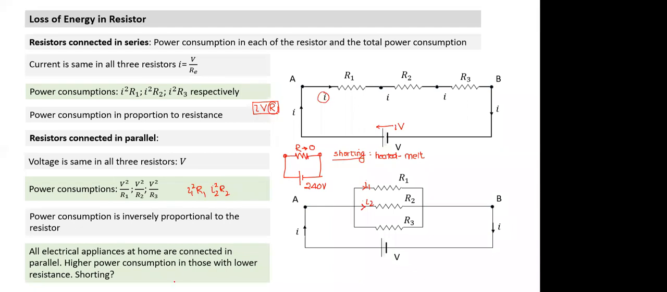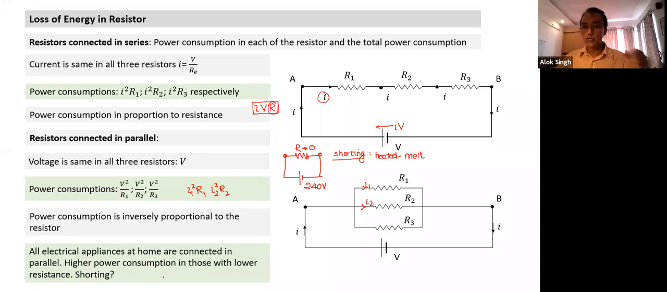Okay, so when we short, what will happen? Very heavy current will flow. Very high power consumption. Tremendous heating. It may lead to melting.